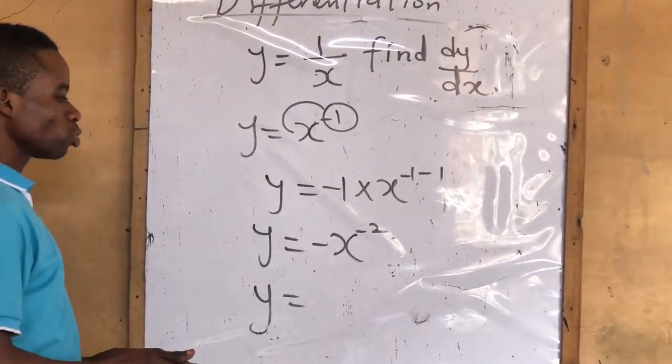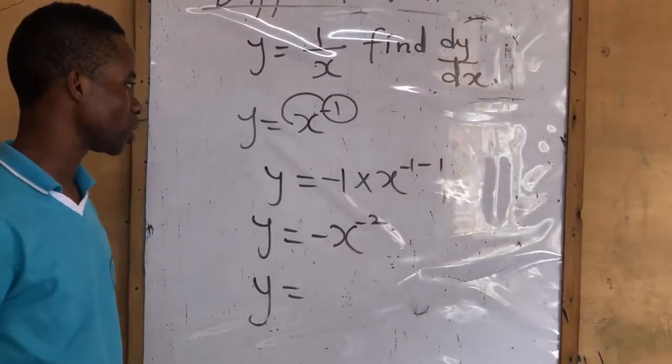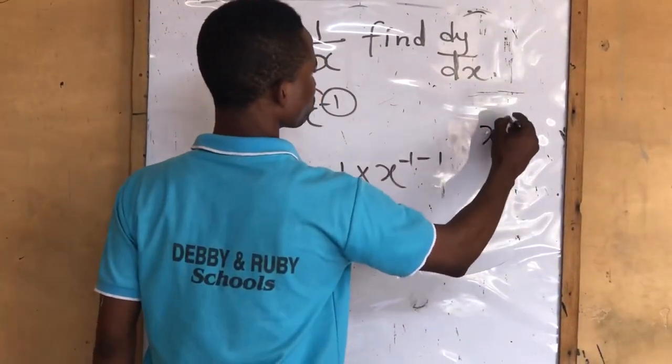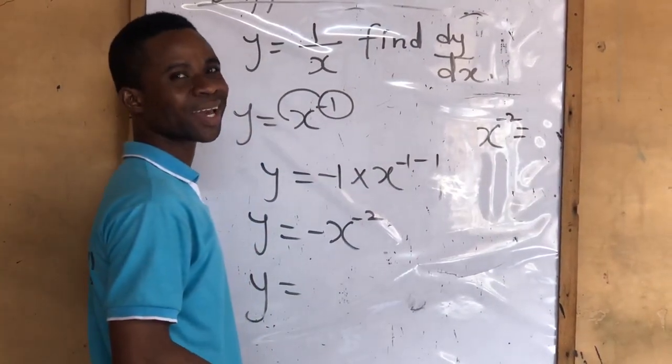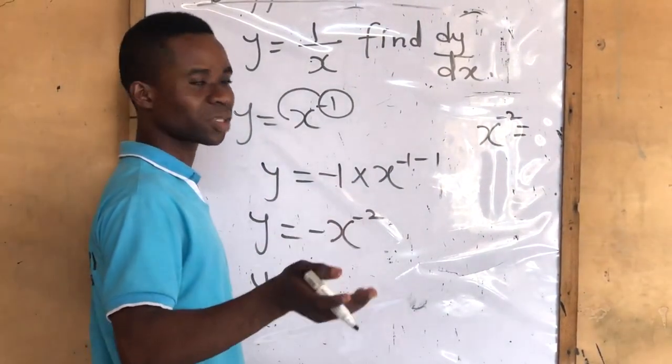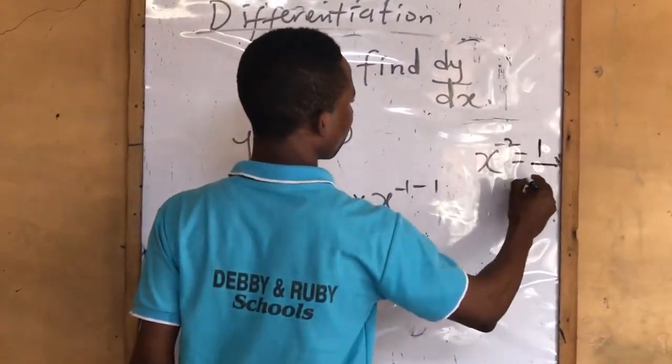Now, if I want to take away this minus, like I showed us in the law of indices, when you have x raised to power minus 2, we call this the negative index law. If I want to take this minus away, it becomes 1 all over x squared.